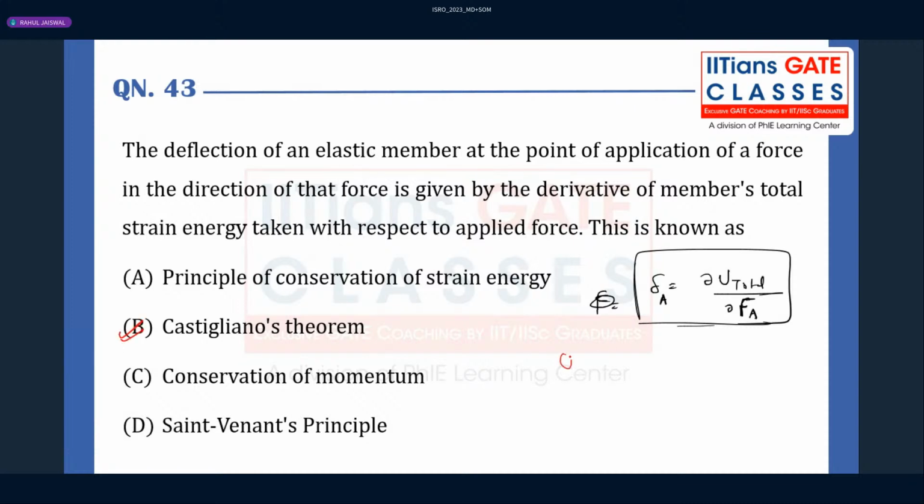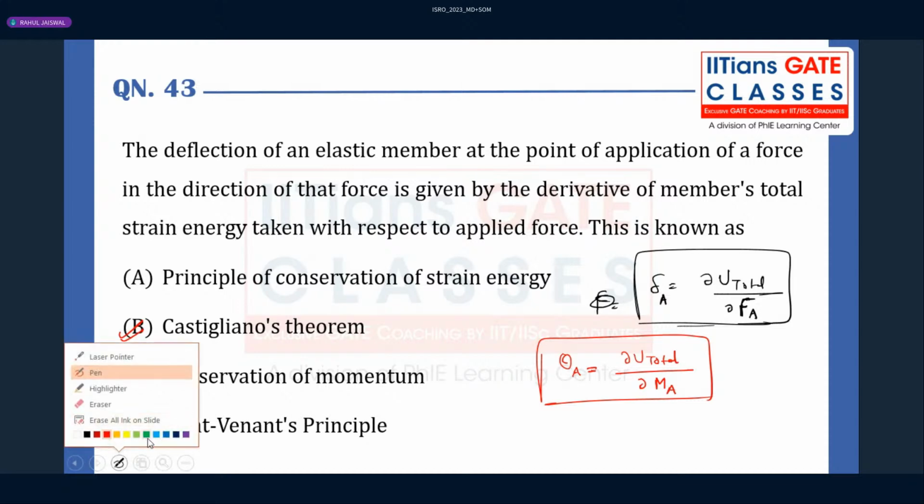Right? One more equation, note down. If you want to find theta at any point, you try to differentiate total strain energy with respect to the moment which we have applied at that point. Both these statements come under Castigliano's theorem, not only for deflections. We have it for slope also. Do not try to mug up previous year questions.